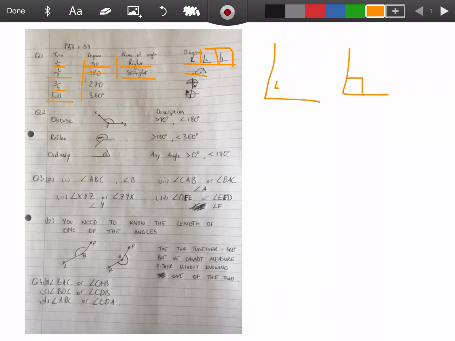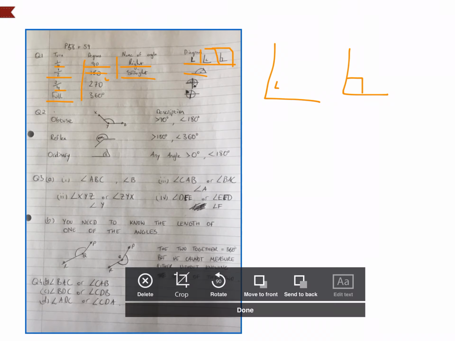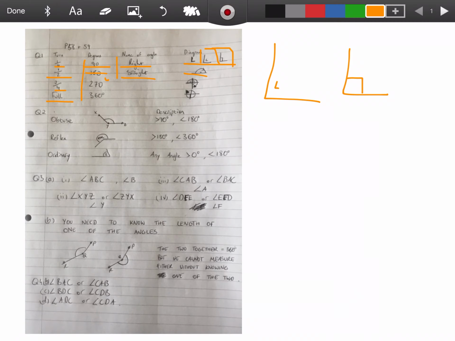270, sorry, should have my little degrees sign there. 270 degrees. Again, it doesn't have a specific name on it, but I suppose a 270 degree angle is a reflex angle, even though that's not specific, if you understand what I mean. I was just giving you a quick diagram of what that might look like, and then a full turn is 360. So that's those.